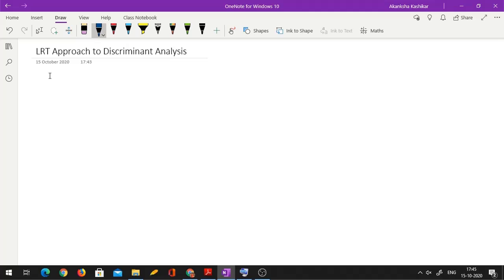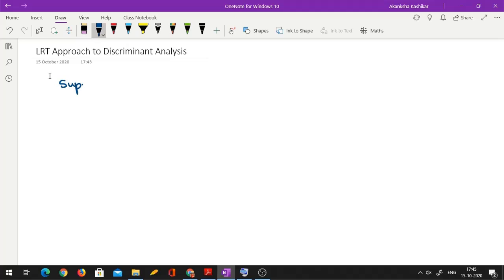Basically you do some kind of testing depending on the value of the ratio of the likelihoods under two hypotheses, either null or alternative, or null and complete likelihood setup. So here we are going to do something like that.